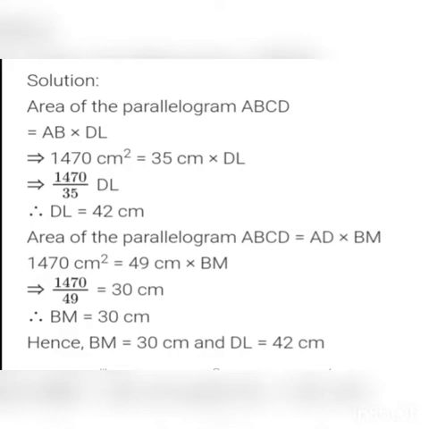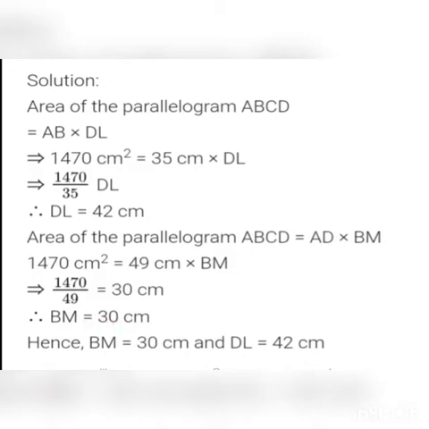So again substituting, area of the parallelogram is AD into BM. Now what is area? 1470 centimeter square. Value of AD is 49 centimeter and we have to find the value of BM. So solving for BM, taking the 49 to the other side, 1470 divided by 49 will give you 30. So what are the lengths of the two altitudes? 42 centimeter and 30 centimeter.